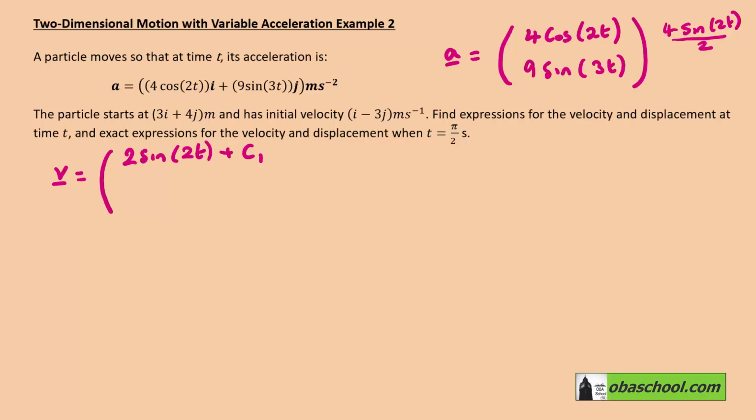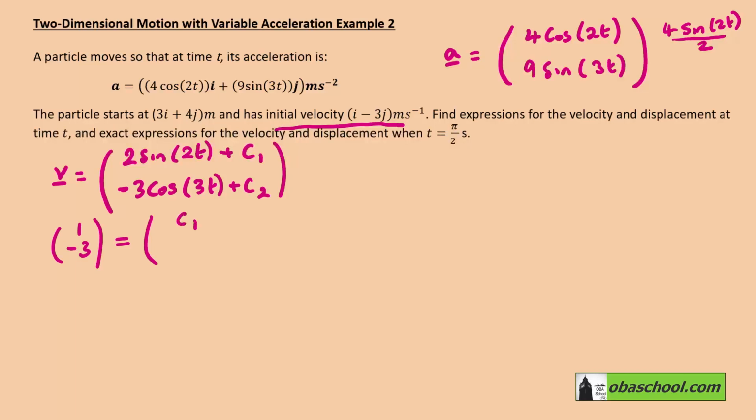Now, sine would integrate to negative cos. So using the reverse chain again, I'm going to get negative 3 cos 3t, and I'm going to call the constant here c2. But we know that the initial velocity is this. So in other words, (1, negative 3) is going to be, now if t is 0, sine of 0 is 0, so that's going to be c1, and the cosine of 0 is 1, so this will be negative 3 plus c2, and that tells me that c1 is 1 and c2 is 0.